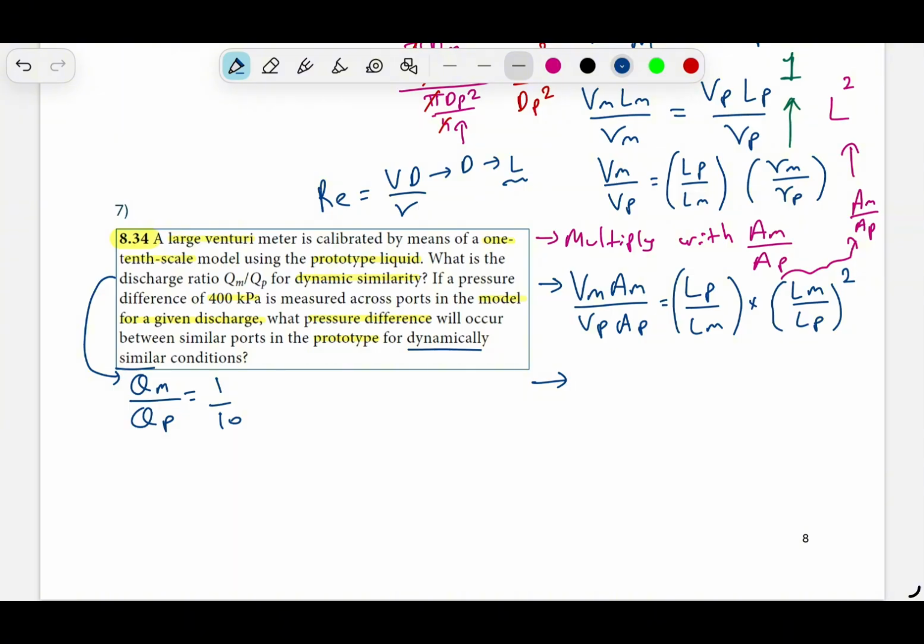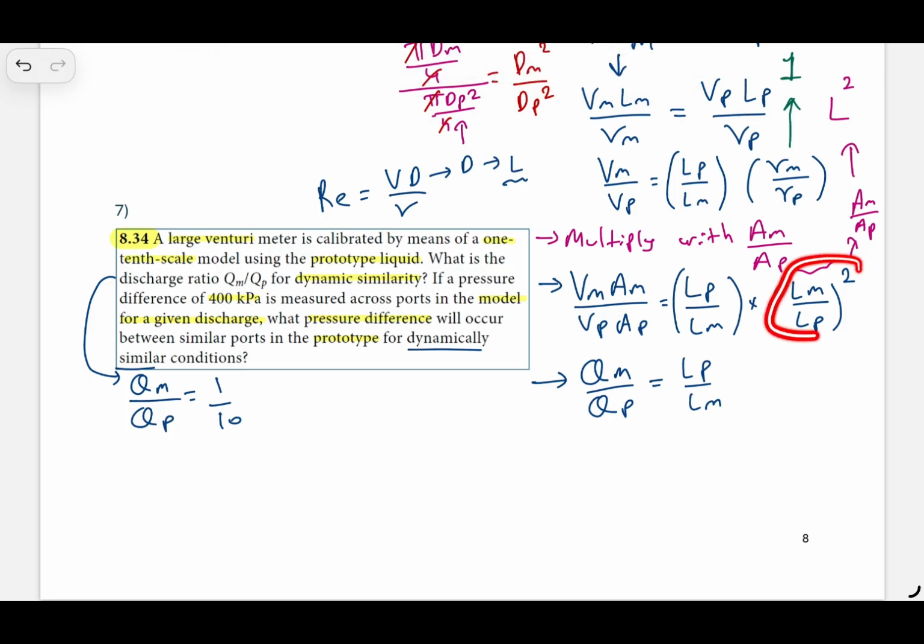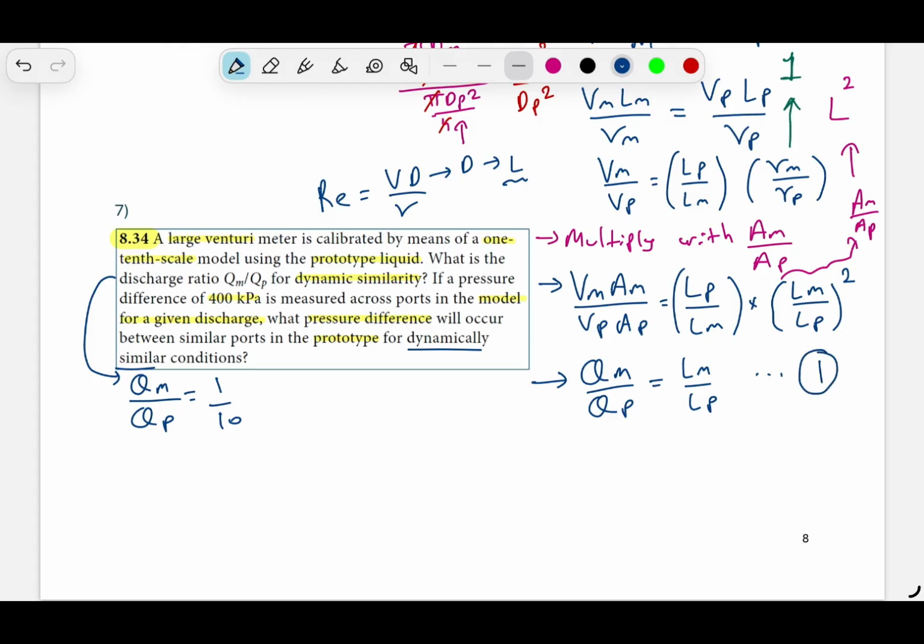So let me continue. As is clear, we will have Qm over Qp, which is equal to Lp over Lm, because we have Lm square over Lp square, so what we will have is Lm over Lp. So let's say this is the first equation.